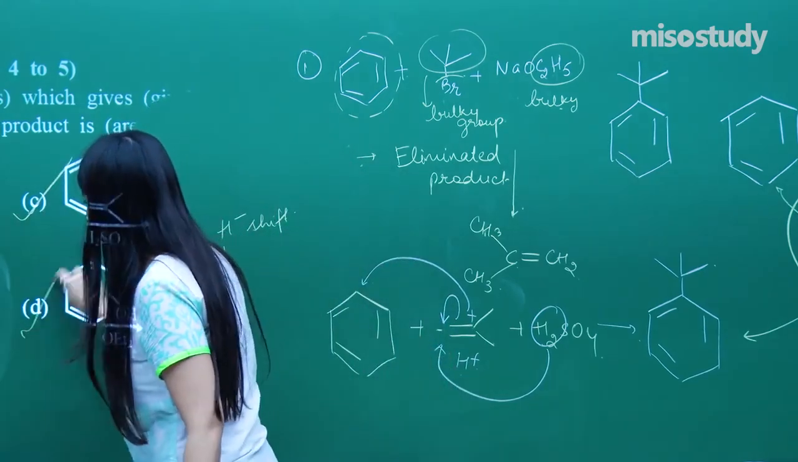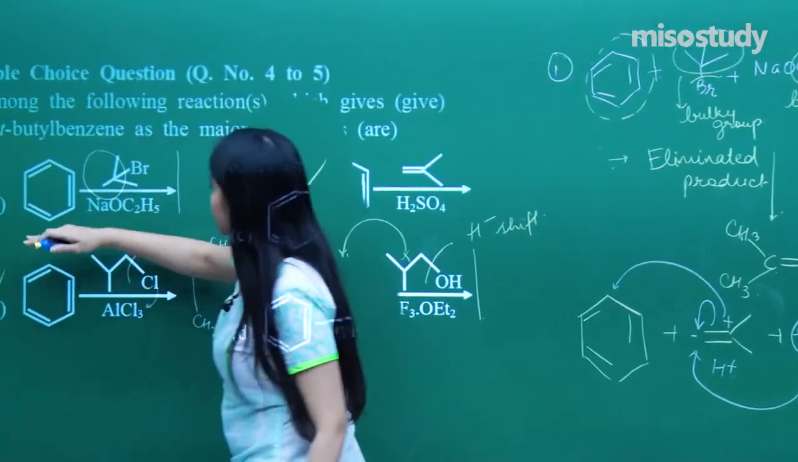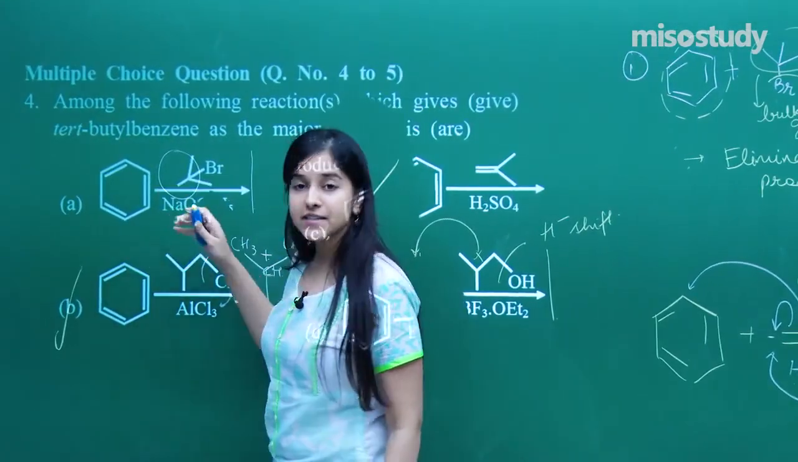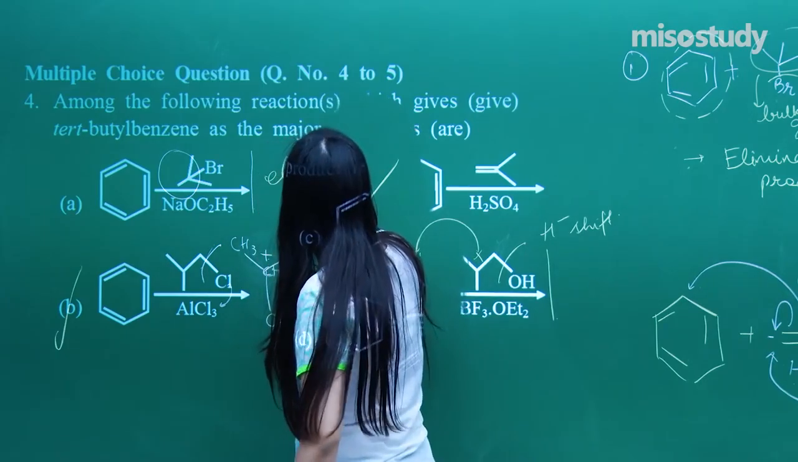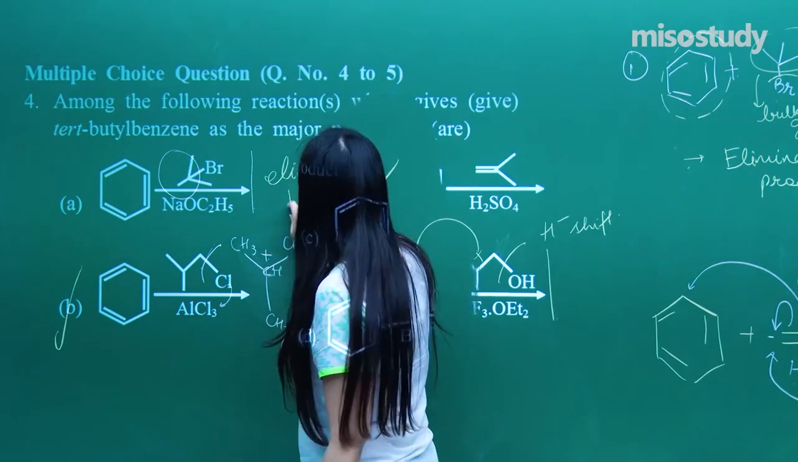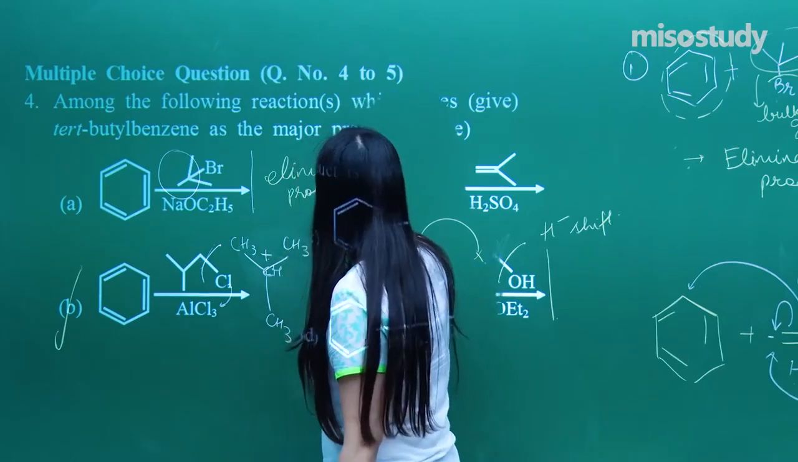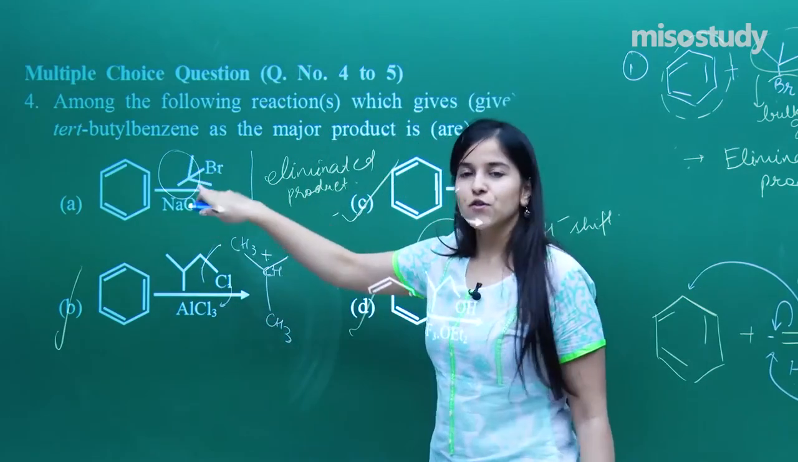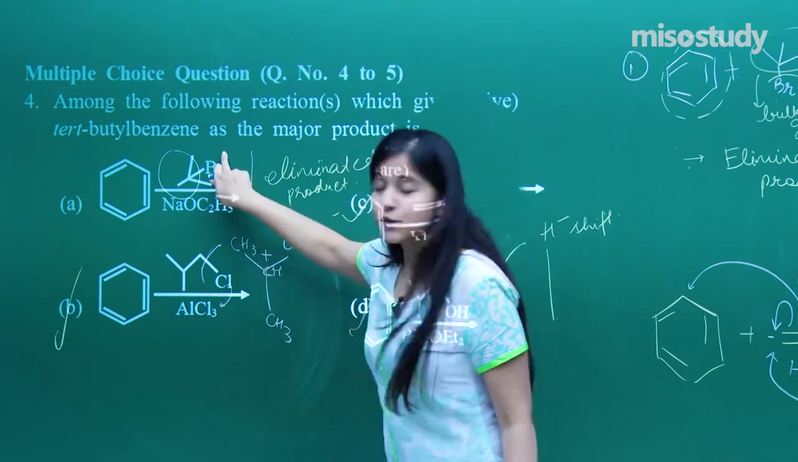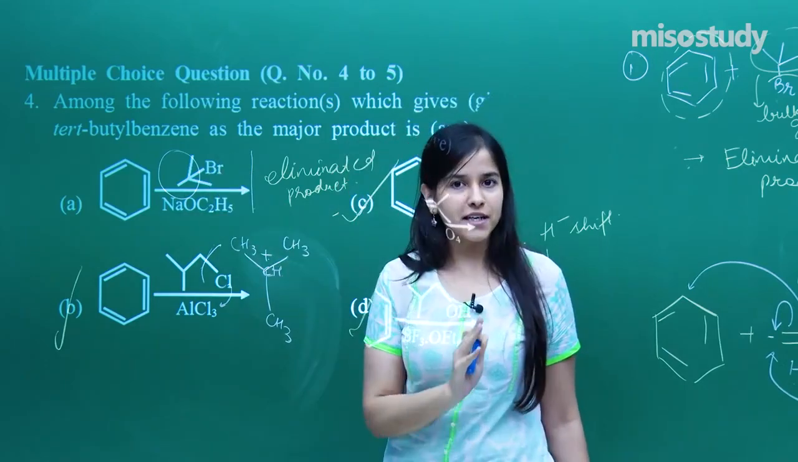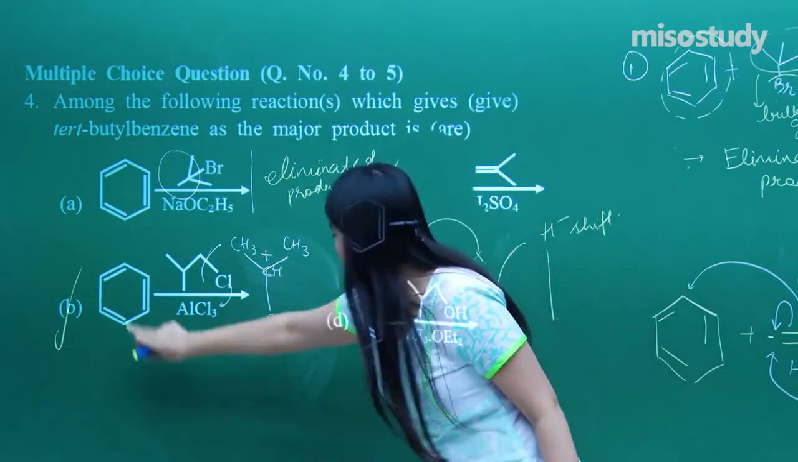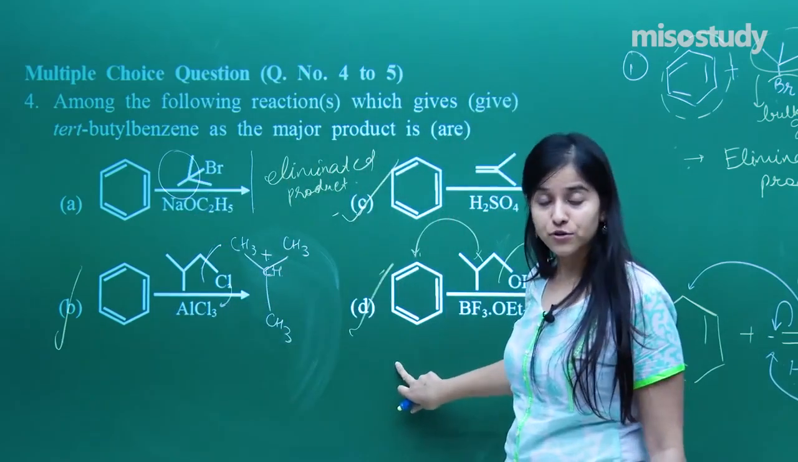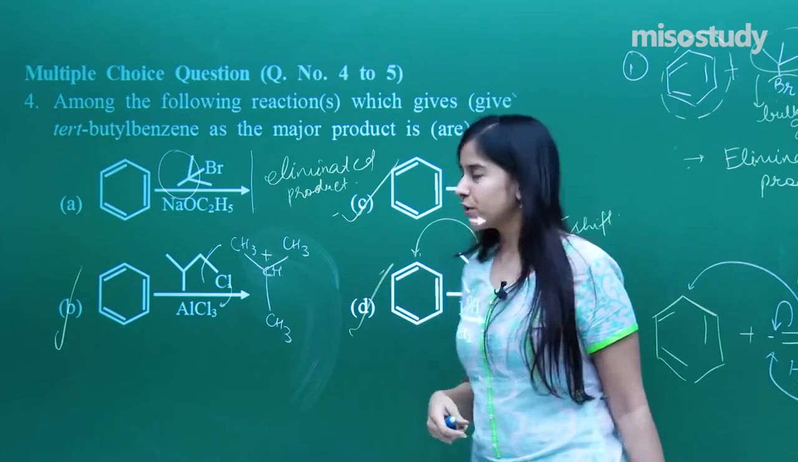That means this, and this. Whereas if you see, A is actually having the eliminated product. So it is having the eliminated product as the major product because of the bulkiness of the base as well as this very group present. So I hope everybody is clear with the concept. In the multiple choice, I have got C, B and D as the correct options. So let's just move on to the next question.